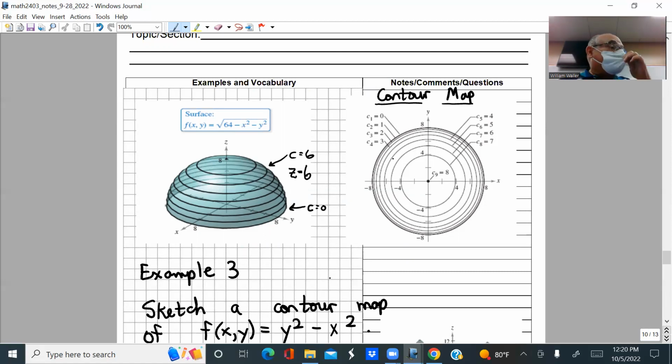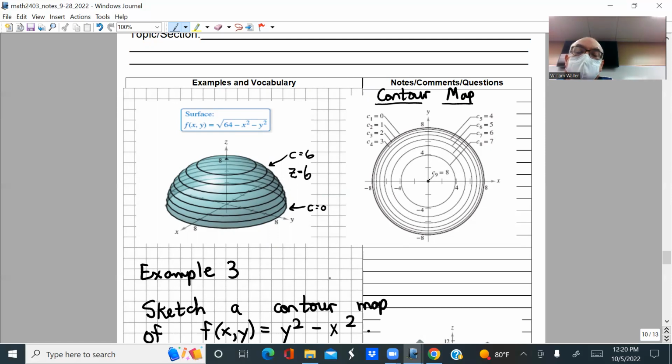But when we create a contour map, we put all of those traces, all of those level curves or contours on one XY plane, and that gives us a visualization of what that surface is going to look like. Does that help you understand that surface, if you know those are contours? Maybe a little bit. Maybe you can understand that the traces of the surface are all circles, so that surface has to be a sphere.